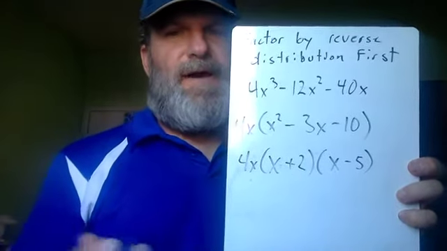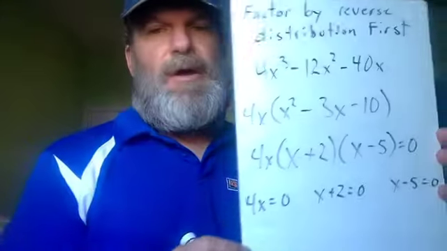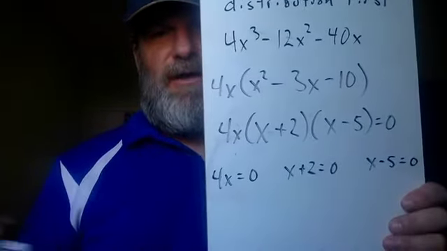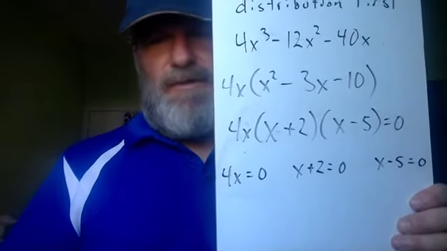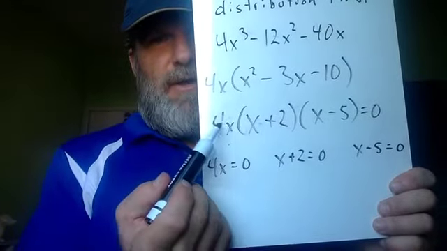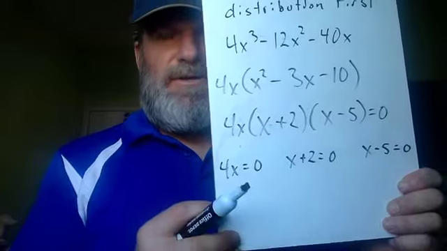So if they wanted you to find the x-intercepts for this, you would set it equal to 0, and you would have 4x equals 0, x plus 2 equals 0, and x minus 5 equals 0, because remember, only one of those three things has to equal 0, and when you multiply them together, the whole product is going to equal 0. If you multiply three numbers together and one of them is 0, your answer is 0. So as long as one of these three terms is equal to 0, then the whole left side of the equation is equal to 0.